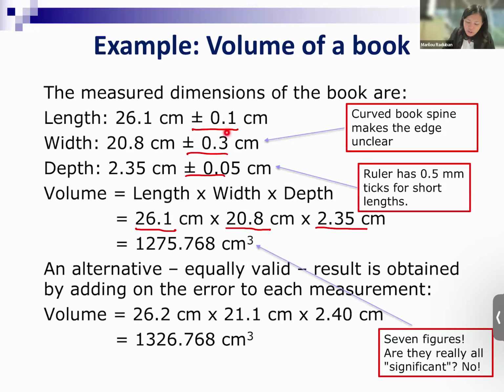So first, ignore the uncertainties and just calculate the volume of the book using your measurements. Okay? You arrive with this volume here. And then get the biggest possible volume that the book can have, right? Since you are multiplying, you need to multiply big numbers, and that's where the uncertainties come in. Okay? So 26.1 becomes 26.2 because you are adding the uncertainty to the measurement. 21.1 comes from adding 0.3 to 20.8, and 2.4 comes from adding 0.05 to 2.35, right? So you have the biggest possible length, width, and depth. You multiply them and you get the biggest possible value in volume.